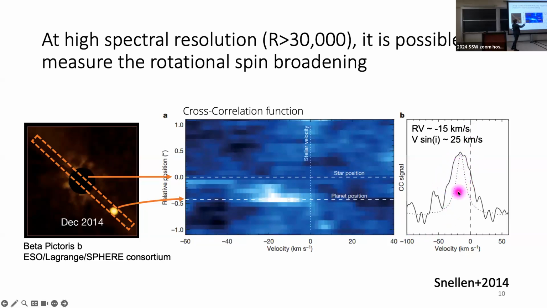And because it's such high resolution, you can actually notice that the cross-correlation function here is wider than what you would expect from the model in the dashed line. That's because the planet's spinning, it's rotating. So one half of the planet is blue shifted, one half of the planet is red shifted. So you get a broader cross-correlation function, and you can measure the width and derive the spin, which is measured as a v sin i, so 25 kilometers per second here for beta Pictoris b.